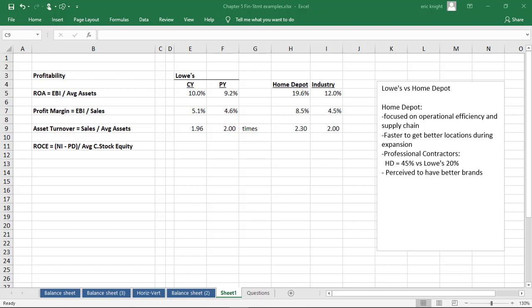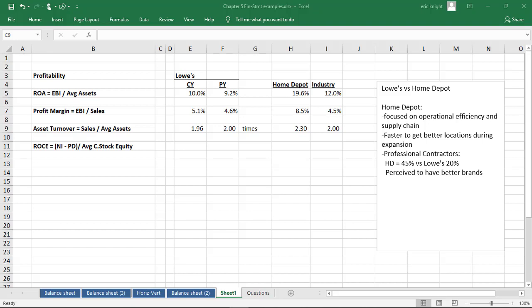Asset turnover helps us to understand the efficiency. This is the number of times we're turning our assets into sales. Now, Lowe's has lost a little bit of footing there. They went from 2 times to 1.96 times. The more times you turn over, the better. Now, Home Depot is doing better than either of those. So that means that they do have some operational efficiency. That focus on operational efficiency and supply chain seems to be playing out here too. So they've beat Lowe's on both differentiation and costs.